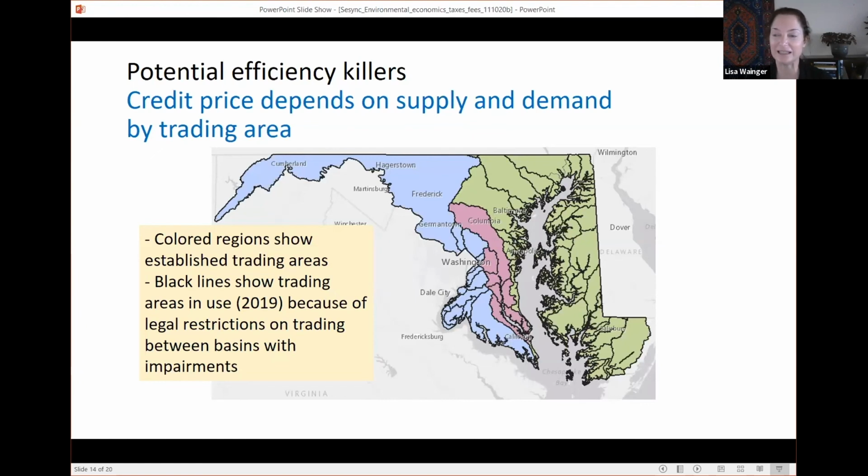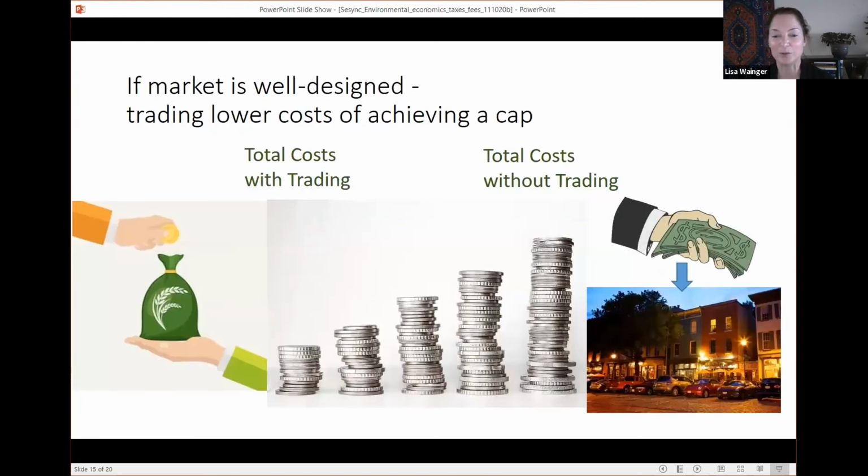The trading is ideally set up to have a lot of buyers and sellers per trading region. So that's what the 3 colors represent, how they really want the trading regions in Maryland set up. But because there's something that says as long as there's any kind of non-compliance with water quality locally, you can only trade within the local basin. So the black lines represent the actual trading areas. And so that really limits how many buyers and sellers you have. And again, is kind of a market killer. So the potential's there to save a lot of money with trading, but we don't often achieve this, especially with water quality.